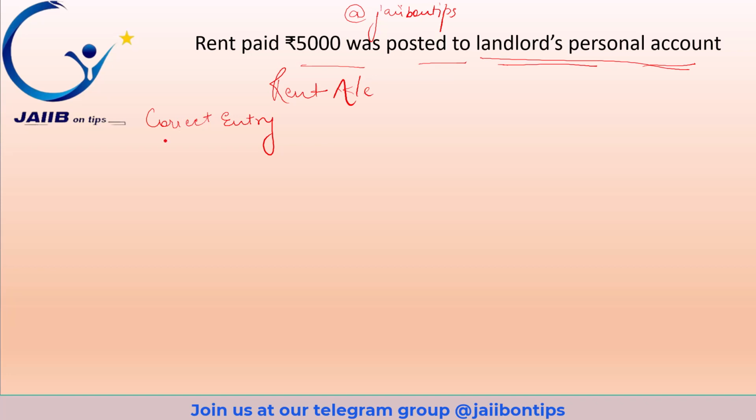Okay. So let's continue. Correct entry will be, so I was telling, it is the rent account. Rent comes in expenses, so all the expenses are debited. So rent account will be debited to cash, so 5000.